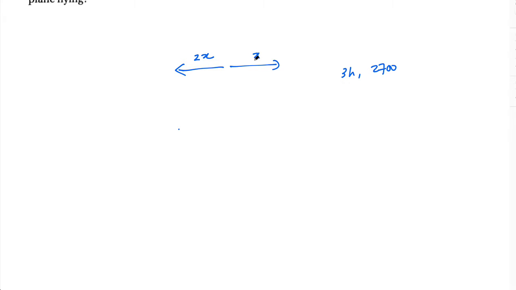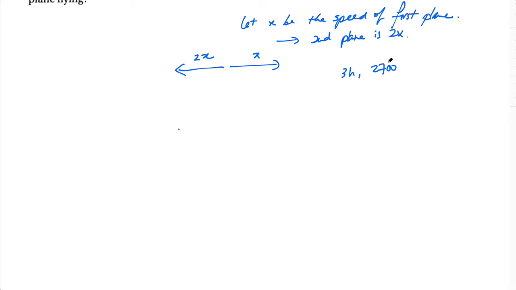So basically I have to state: let x be the speed of the first plane, which means the second plane is 2x.